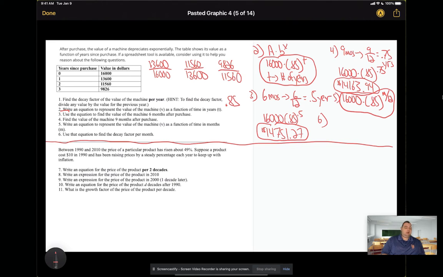Okay, and then last one in this section, number 6. Use that equation to find the decay factor per month. So to do that, I have to play the same game I did in the previous lesson, which means I need to take the equation and rewrite it like this.